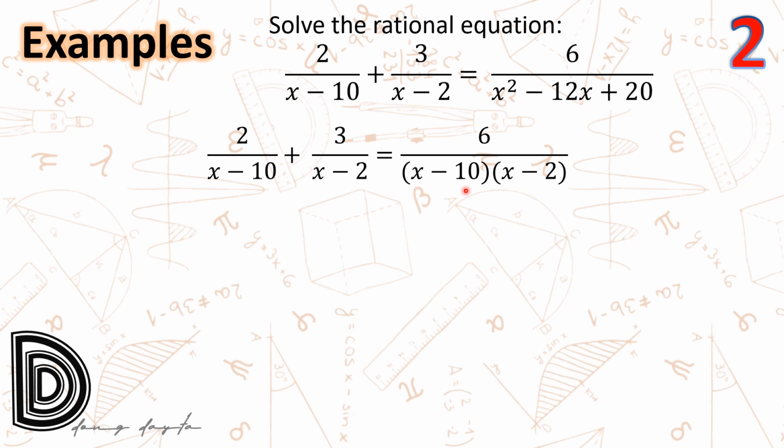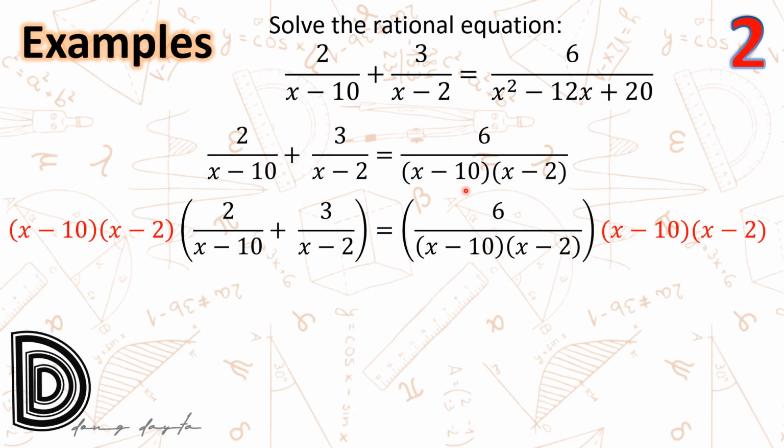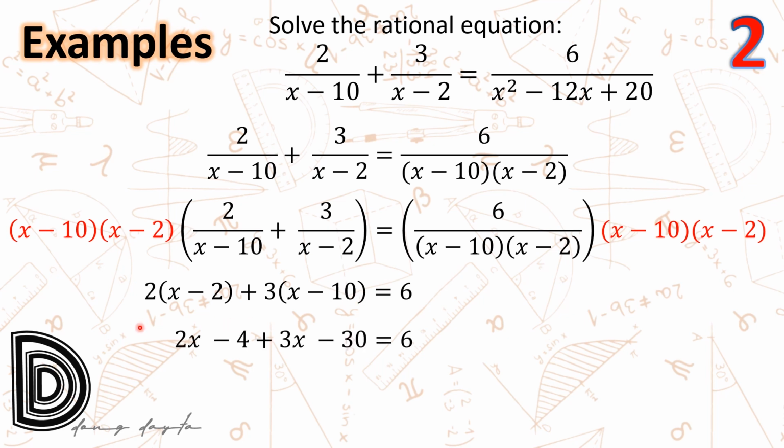So we are going to multiply all terms by this to get rid of the denominators. In the first term on the left, x minus 10 cancels, so that will be 2 times x minus 2. On the second term, x minus 2 cancels, so we will have 3 times x minus 10. While on the right, the denominator cancels, so we will just have 6 on the right side of the equation. Then by distributive property, we have 2x minus 4 plus 3x minus 30 equals 6.